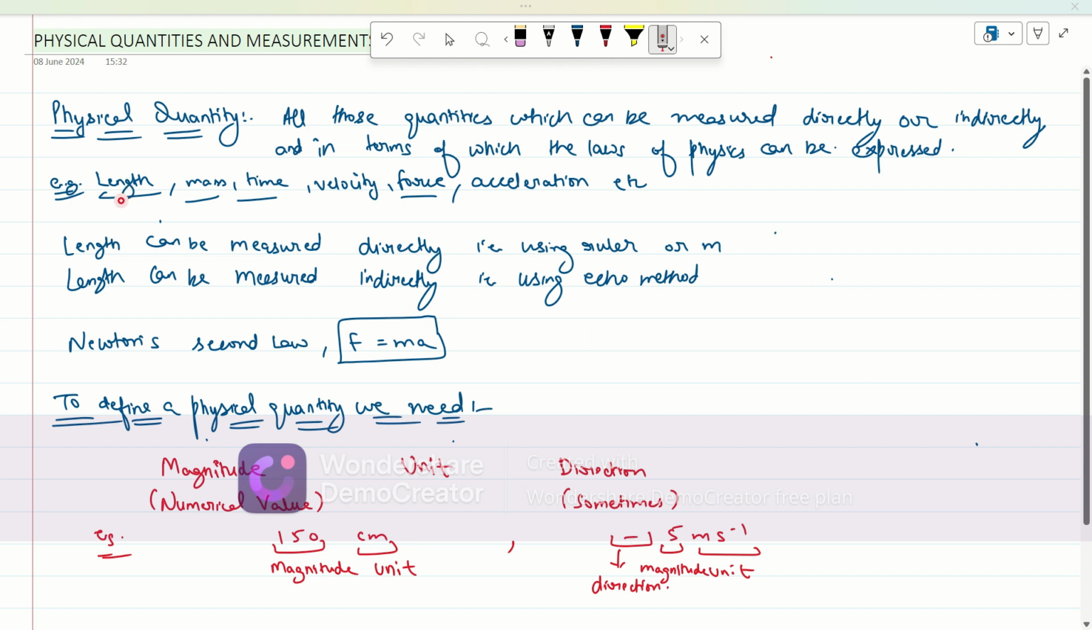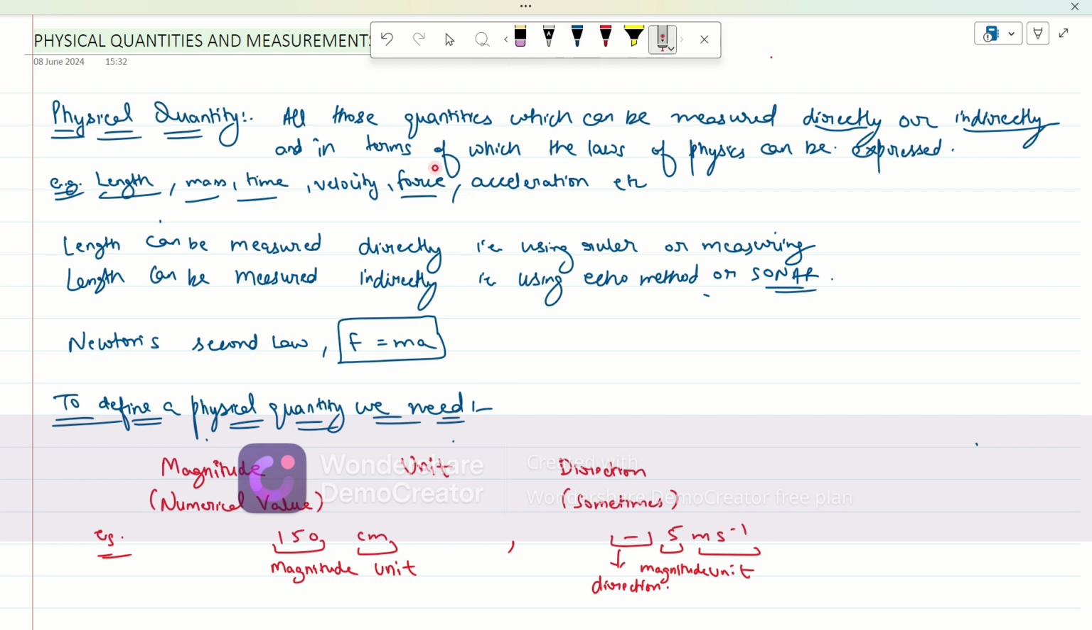All these quantities I have written: length, mass, time, velocity, force, acceleration, all these are physical quantities. I consider the example of length. If you want to measure length, you can use a direct method, like a ruler or a measuring tape. It can be measured indirectly also, like using the echo method or the sonar technique. Means length is a physical quantity, therefore it can be measured directly or indirectly.